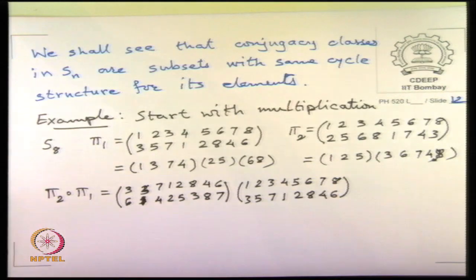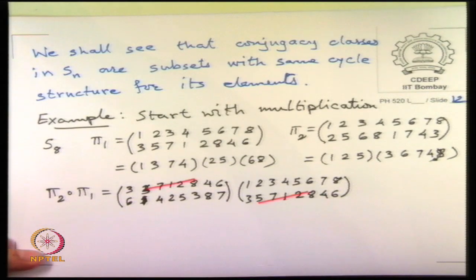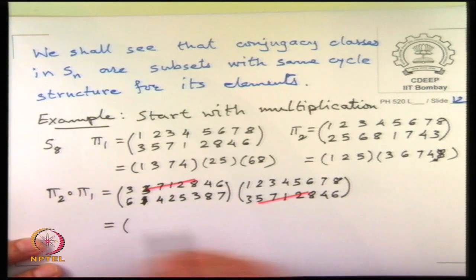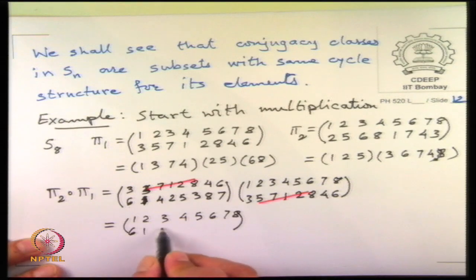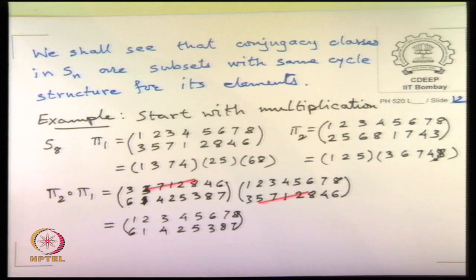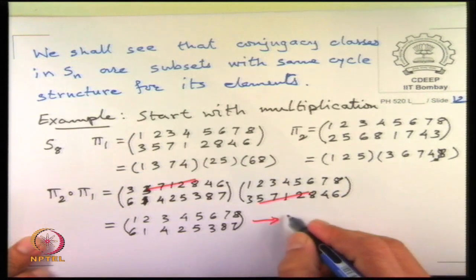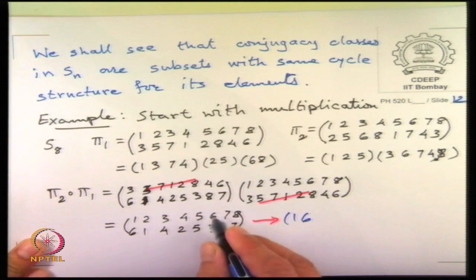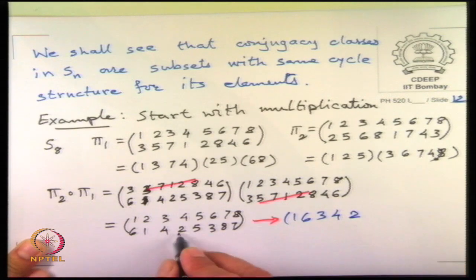Now we can cancel out the upper row here with the bottom row here and it produces the equivalent permutation, which is 1 2 3 4 5 6 7 8 over 6 1 4 2 5 3 8 7. Now what is this in cycle notation? Well, it is 1 6, 6 goes to 3, 3 goes to 4, 4 goes to 2 and 2 goes to 1.